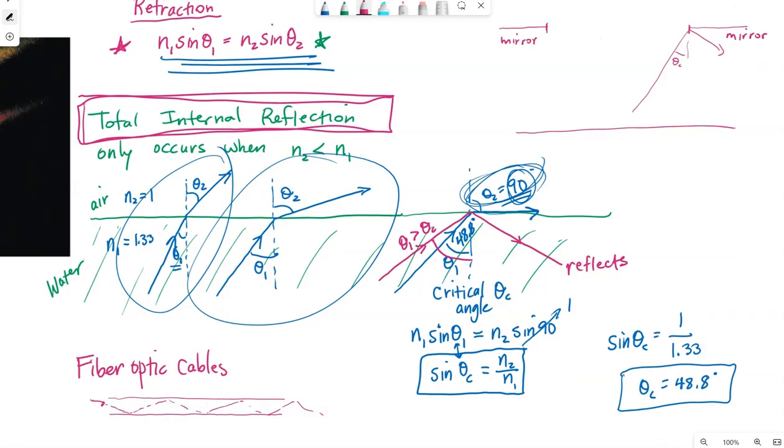Okay, so just to see total internal reflection, again, total internal reflection only occurs if N2 is less than N1, and it only occurs if the light is hitting the surface relative to the normal at this critical angle or larger. The reflection still occurs if that angle is larger than the critical angle.